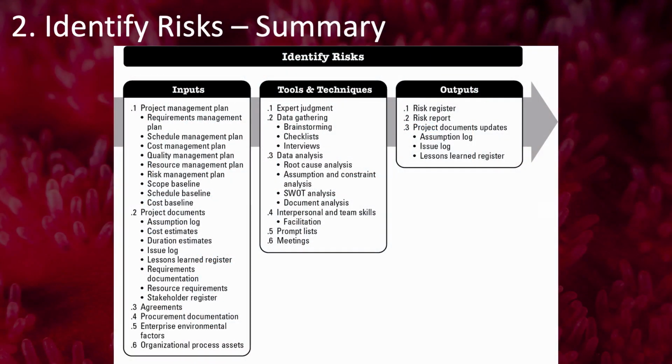In summary, your Identify Risks process has two main outputs, the risk register and the risk report, and can also result in updates to some other project documents, such as your assumption log, issue log, and lessons learned register. Your inputs are just about everything that you've already got, including your project management plan and project documents, agreements, and other procurement documentation, and of course, enterprise environmental factors and organizational process assets. The tools and techniques include expert judgment, different types of data gathering and data analysis, interpersonal and team skills, prompt lists, and meetings.